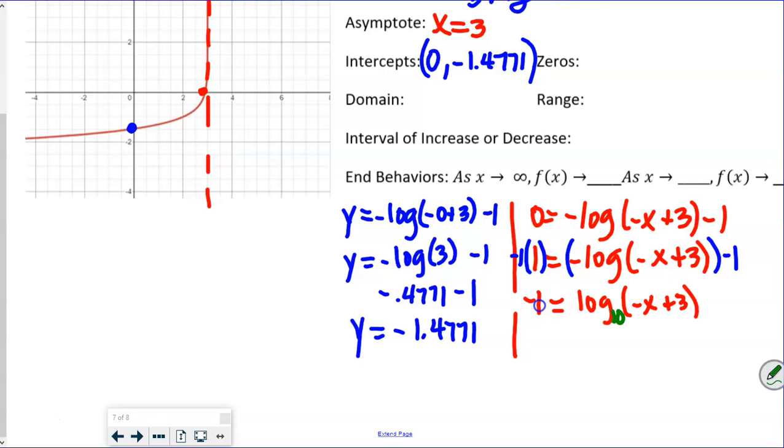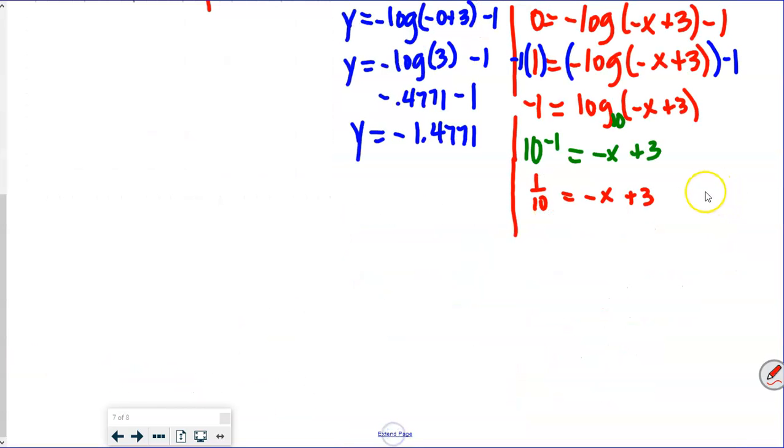And now we're going to put it in exponential form. So that's going to be 10 to the negative 1 is equal to negative x plus 3. So anything to the negative 1 power is going to take it to the denominator, right? So this is going to be, again, our 1 over 10 is equal to negative x plus 3. So we're going to subtract 3 from both sides. So that's going to be 1/10 minus 3, which is equal to negative x. So that's going to give us negative 2.9. And that's equal to negative x. So which means our x is actually positive. X equals 2.9.